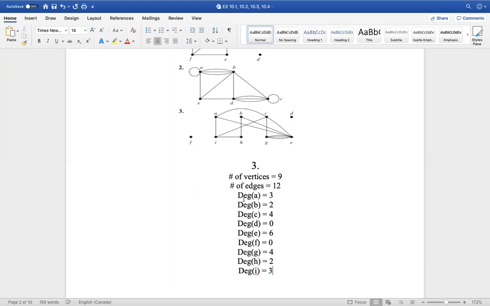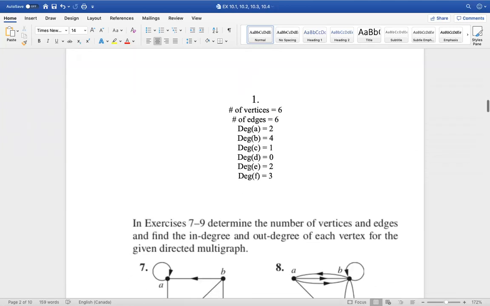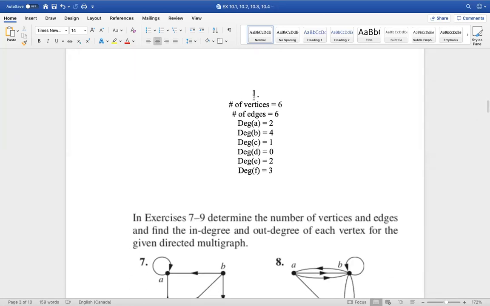Okay. So this is the number of vertices, number of edges, and the degrees for each vertex for this graph. Pretty straightforward. No big logic. Any question here? All right, no question. Let's move on to the next one. Let me just change the order back.